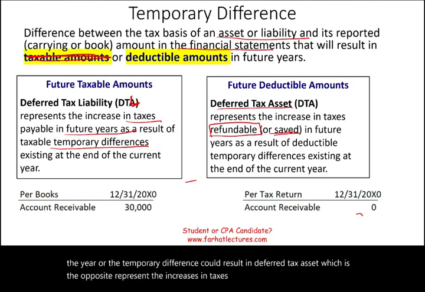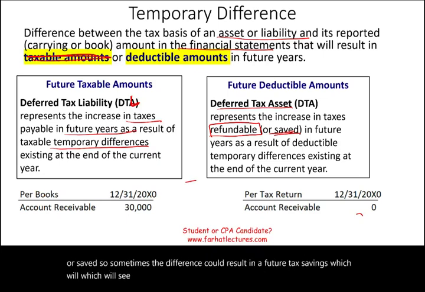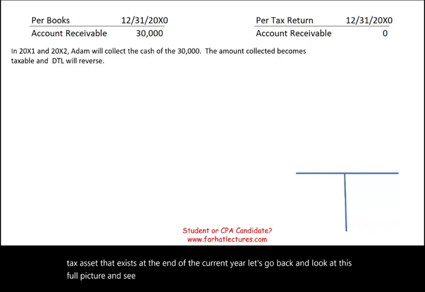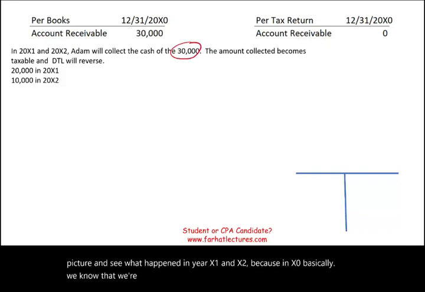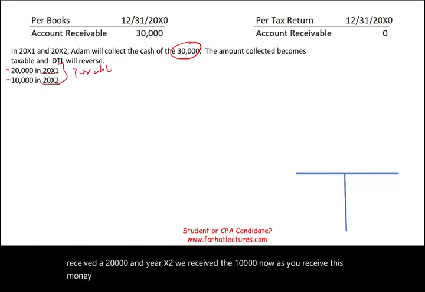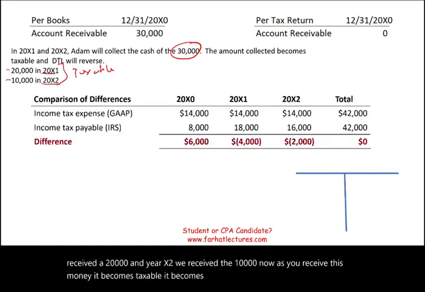So sometimes the difference could result in a future tax savings, which we'll see later on in a different example where we have a deferred tax asset that exists at the end of the current year. Let's go back and look at this full picture and see what happened in years X1 and X2. In X0, we know that we're going to be receiving $30,000 in cash. In year X1, we received the $20,000. In year X2, we received the $10,000. As you receive this money, it becomes taxable. So let's take a look at how we prepare the journal entry for year X0.